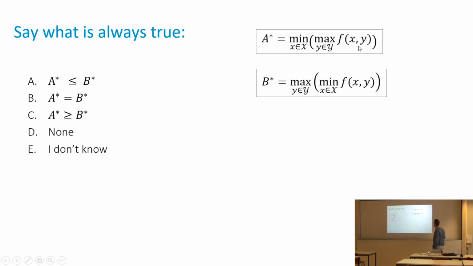I have a function of two variables, x and y. I take the max with respect to y, and then I take the min of the max. I call that A star. And I do the same by changing the order. The min is always over x, but I take it first. Does it matter? Does it make a difference?